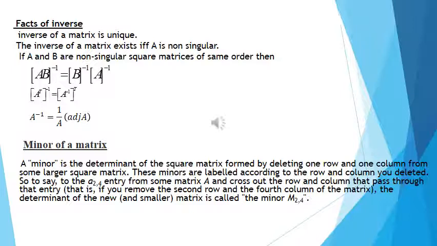A minor is the determinant of the square matrix formed by deleting one row and one column from some larger square matrix. These minors are labeled according to the row and column you deleted. So, take the A24 entry for some matrix A and cross out the row and the column that pass through that entry. That is, if you remove the second row and the fourth column of the matrix, the determinant of the new matrix is called the minor. So when you find the determinant for the remaining elements, that determinant value becomes the minor of that element.